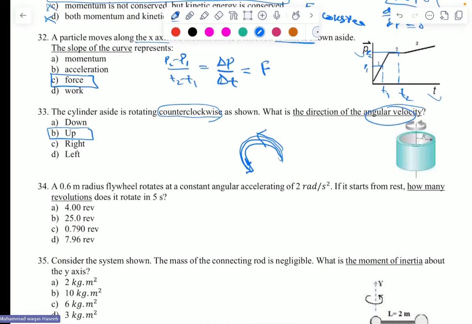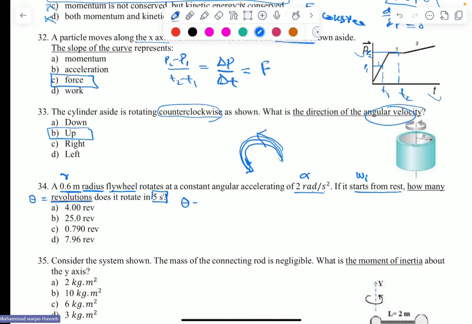Question number 34. A 0.6 meter radius, so this is R, flywheel rotates at a constant acceleration. This is alpha, in radians per second squared. It starts from rest, which means its initial velocity is 0. How many revolutions does it rotate in 5 seconds? So how many revolutions, which means we need to find the theta.